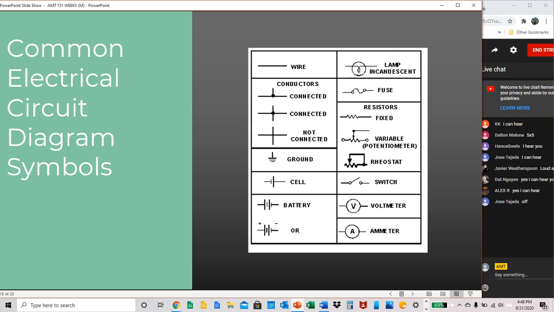I don't know what Mr. Kimball's using in lab as far as schematics so much, but you might see some of that in lab.